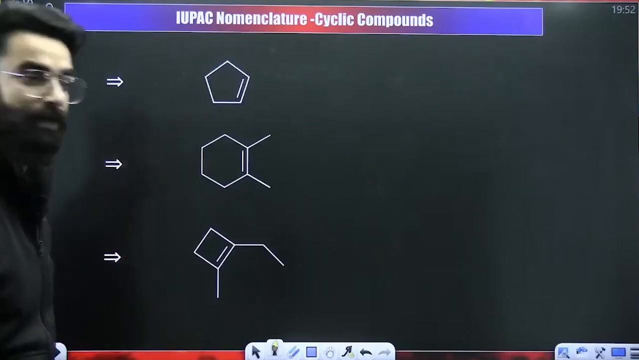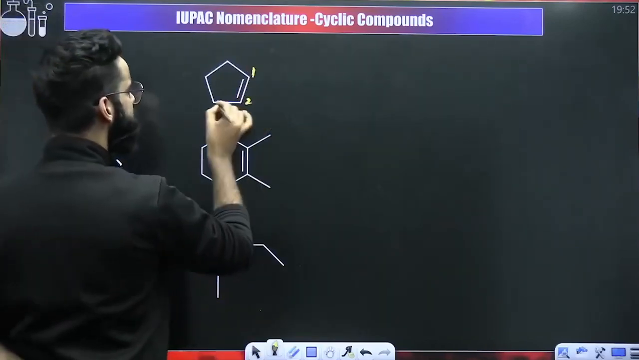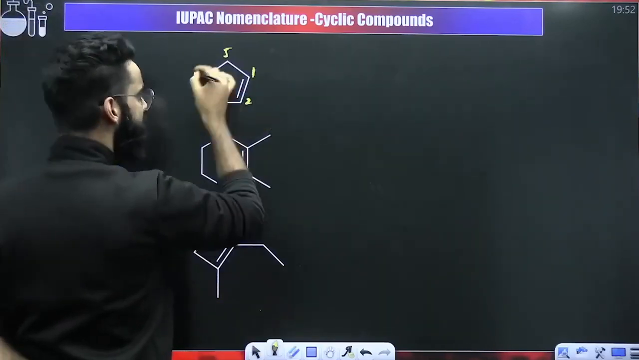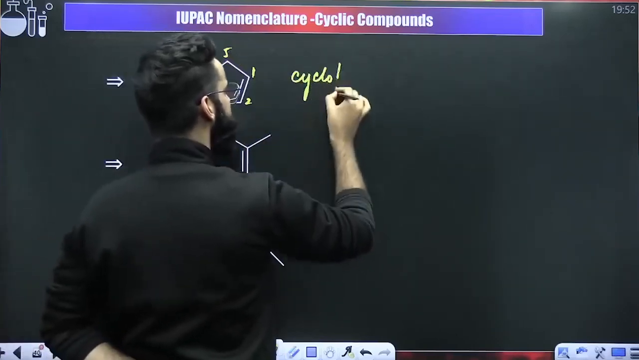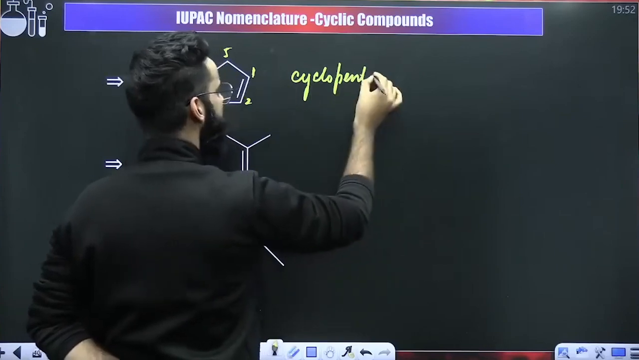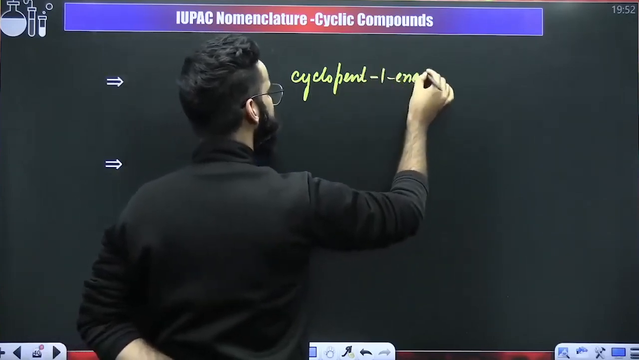Simple and basic. Look at this one. Let's call this carbon number 1. This is 2. This is 3. This is 4. This is 5. Since it's a closed ring, closed loop, it is cyclo first of all. In the chain, 5 carbon atoms, so pent, right? At carbon number 1, there's a double bond, so it has to be ene.